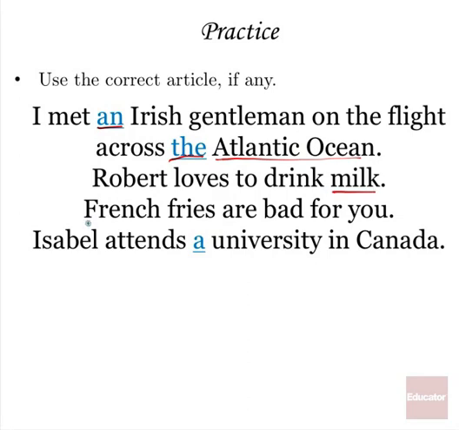French fries are bad for you. Again, French fries, no article. We're just speaking generically. Dogs chase cats. French fries are bad for you. And Isabel attends a university in Canada. It's a, not an, because even though university starts with a U, when you pronounce it, it makes that y sound. That's a consonant sound, so you say a university. You don't say the university in Canada because there's more than one, presumably.